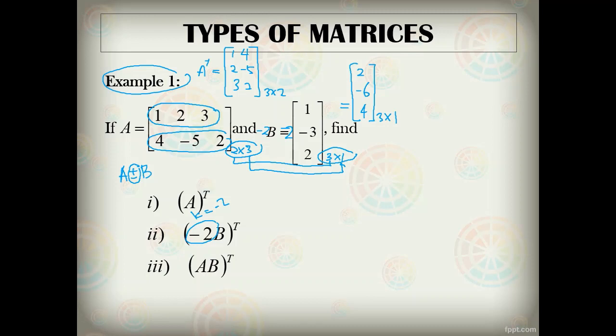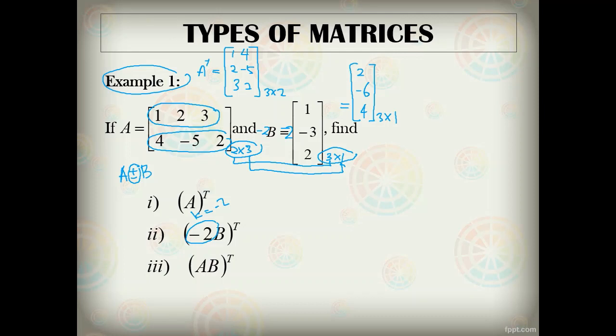So they have different number of columns and different number of rows. So it is impossible for you to do the addition and subtraction. Okay, that is one thing.